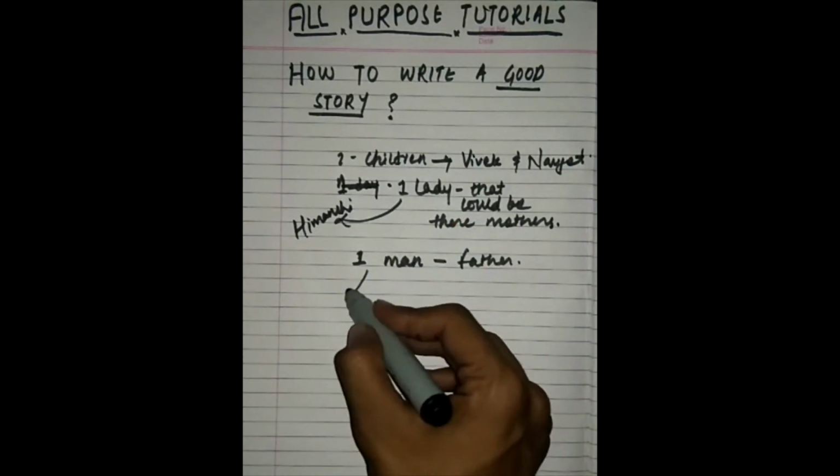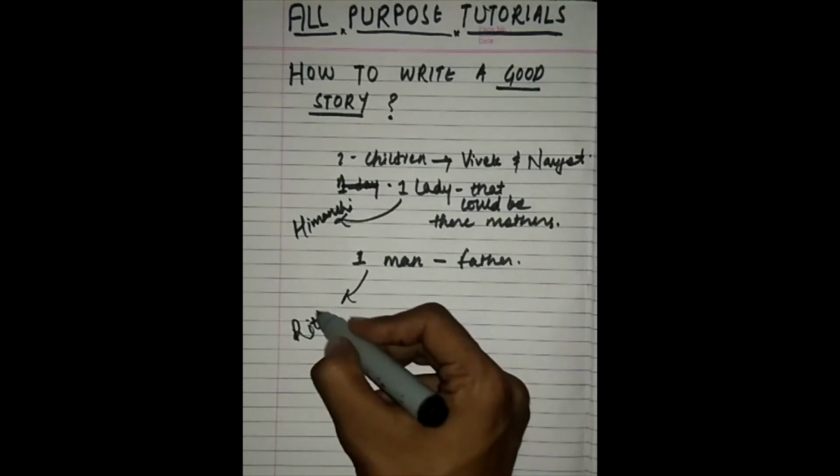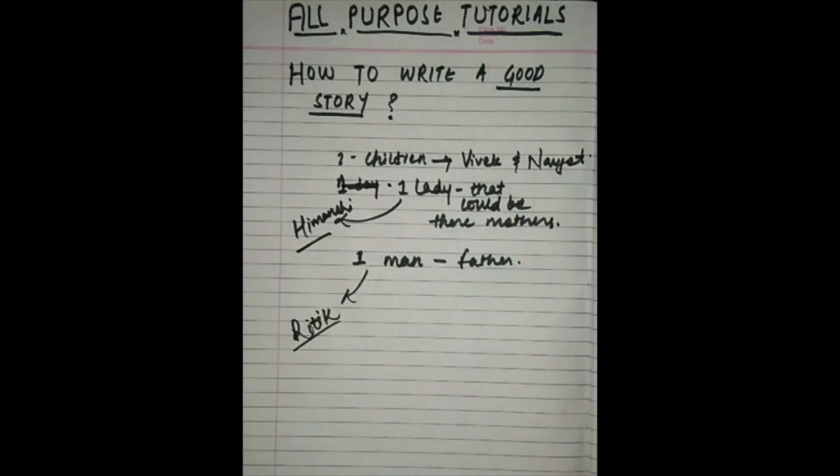And there is one man, we can name him Ritik. So when you have written about all the people that you saw in the image, now it's time to name them. After writing all the information about the people in that image, you can write the name of the two children were Vivek and Navjot. The name of their mother was Himanshi and the name of their father was Ritik.